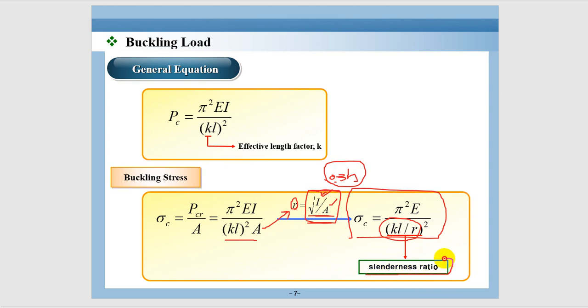the slenderness ratio, and this term you should not forget until you retire, as long as you design columns. Slenderness ratio. So the slenderness ratio includes the effective length factor K, and I, which is the moment of inertia, and the area. Right? Okay. So this is very important.